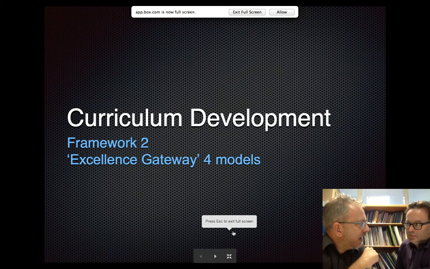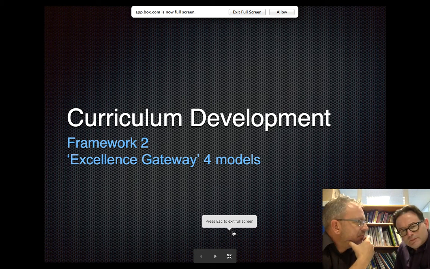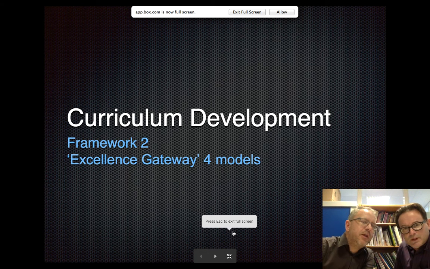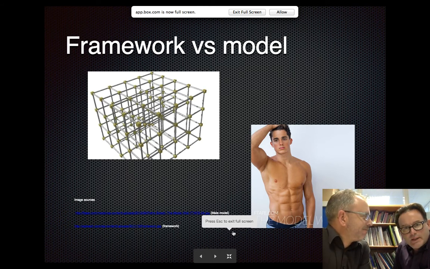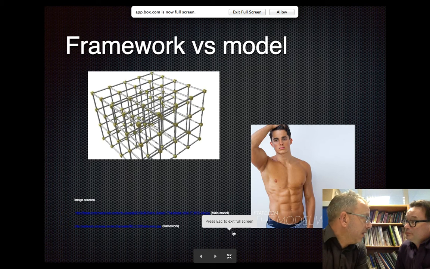Interesting you should say that, because I've got a couple of slides here that might help shape your thinking. Let's have a look. I've called it the Excellence Gateway Framework. Yeah, this is exactly it: the difference between framework and model. You need to get to grips with that, because if you don't, then you're at sixes and sevens.